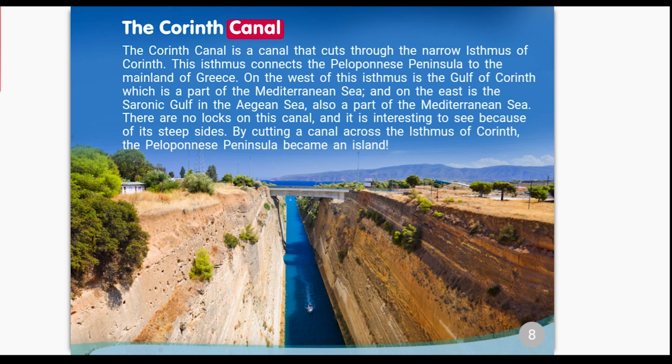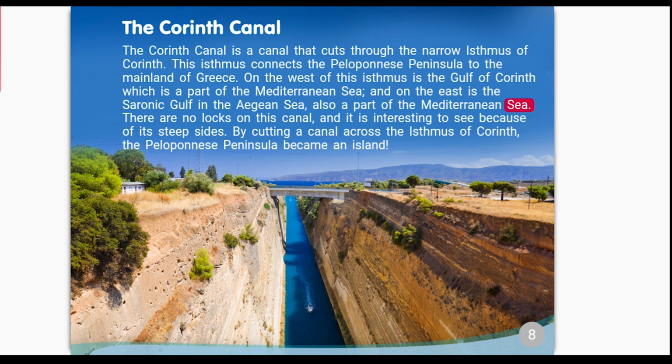The Corinth Canal. The Corinth Canal is a canal that cuts through the narrow isthmus of Corinth. This isthmus connects the Peloponnese Peninsula to the mainland of Greece. On the west of this isthmus is the Gulf of Corinth, which is a part of the Mediterranean Sea, and on the east is the Saronic Gulf in the Aegean Sea, also a part of the Mediterranean Sea.